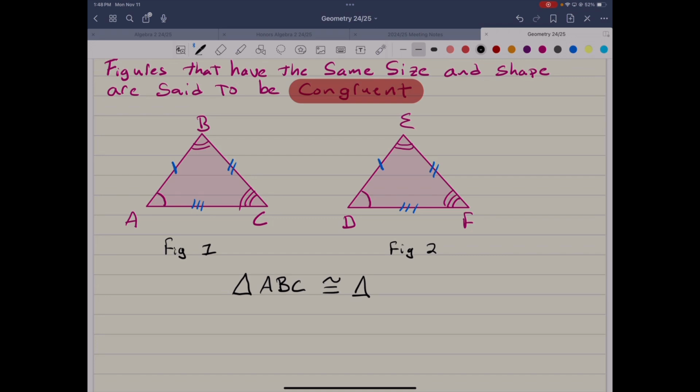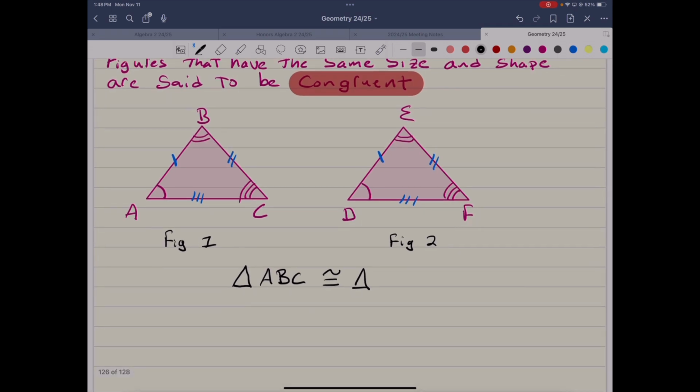With the second one, I have to follow the order. So angle A from figure 1 is congruent with angle D in figure 2. So when I'm writing this congruency statement, A and D have to be in the same position. So since angle A is first for figure 1, angle D has to be first for figure 2.